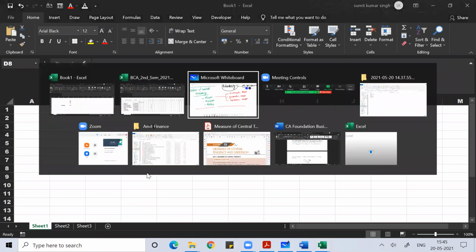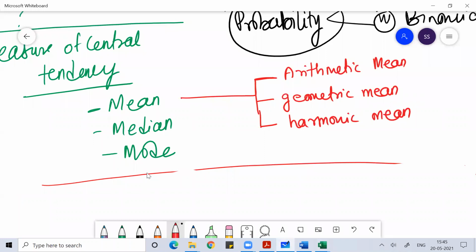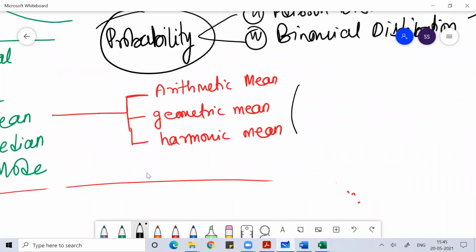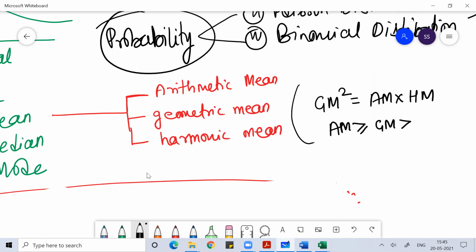So you can understand this part. Here, when we say mean, it can be arithmetic mean, geometric mean, or harmonic mean. The relation you can remember about them is: the square of the geometric mean is equal to the arithmetic mean into the harmonic mean. The arithmetic mean is greater than or equal to the geometric mean, which is greater than or equal to the harmonic mean. You can remember their relation.